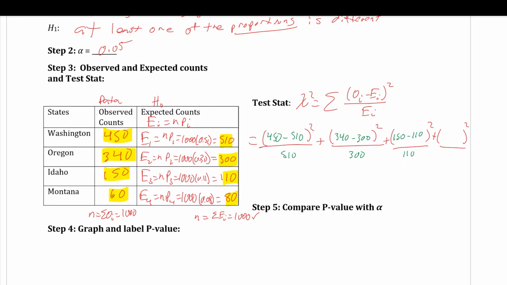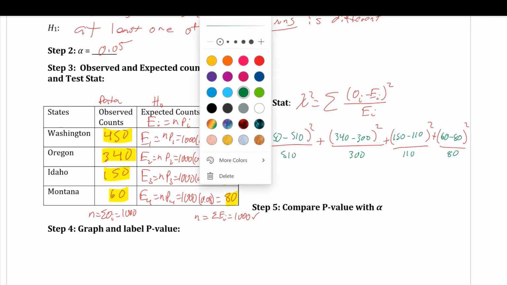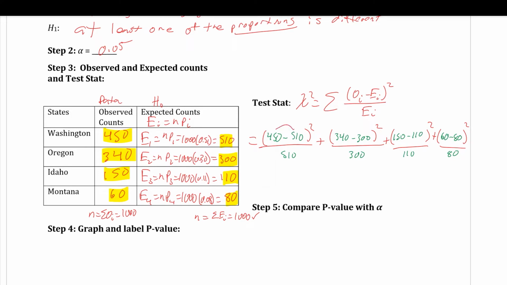And we have finally, in our fourth row, 60 minus 80 over 80. Okay, so in an ideal world, the observed counts would be exactly what we expect. For example, that 450 should be 510, right? So if you were to subtract these two numbers, 510 minus 510, wouldn't that be 0? And then 0 squared is just 0. So this whole term would be 0, and it would essentially contribute 0 to this sum.